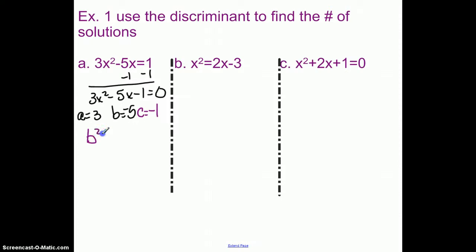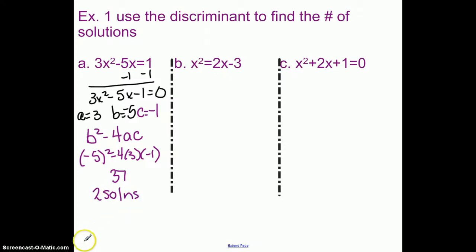Now remember, I only have to worry about this part. So -5 squared minus 4AC. So if I were to put this in my calculator and calculate it out, I'd end up with 37, which is positive. So that means that there will be two solutions for this problem. Now, I could keep going and use the quadratic formula to find that, but it's nice to know ahead of time how many solutions I'm looking for.